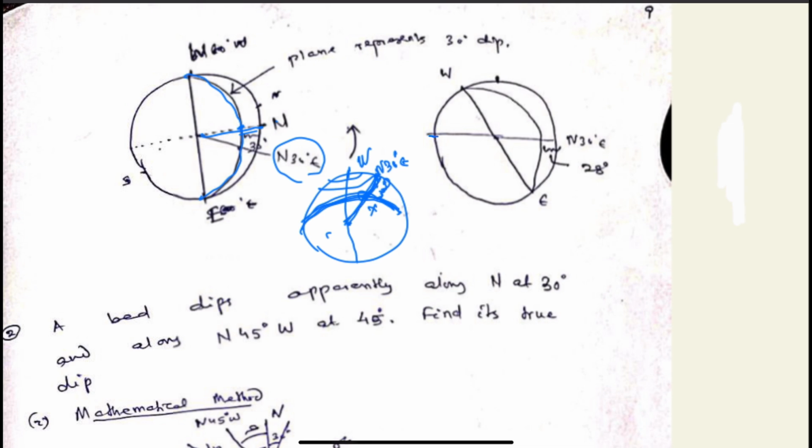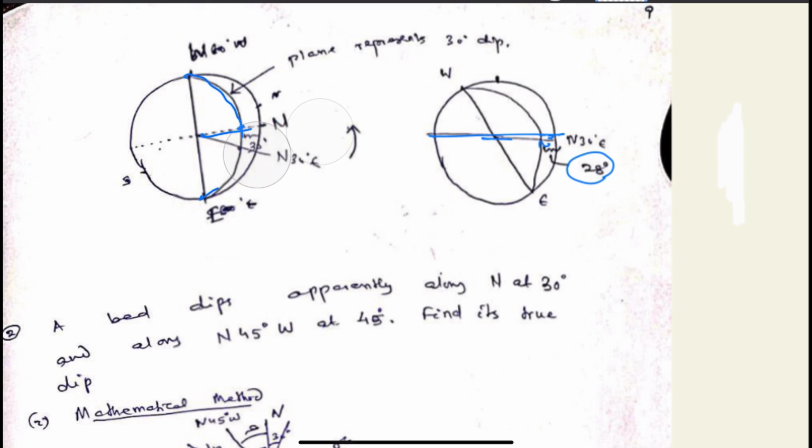Now again this line is brought to the east-west line, and at this east-west line, this spacing is read from the periphery, and it comes around 28 degree. So the apparent dip will be 28 degree. So this is the way we solve the problem in the stereonet.